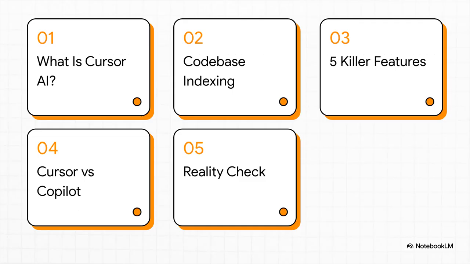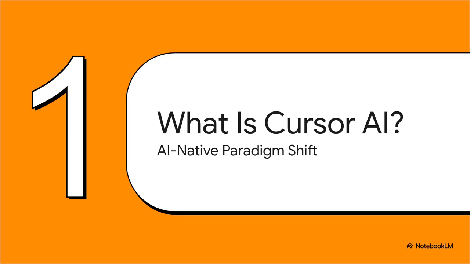Well, for today's explainer, here is what we are going to cover. 1. What is Cursor AI? 2. Codebase indexing. 3. The features that change everything. 4. Cursor versus GitHub Copilot. And 5. Pricing, privacy, and limitations. All right, let's jump straight into part 1.